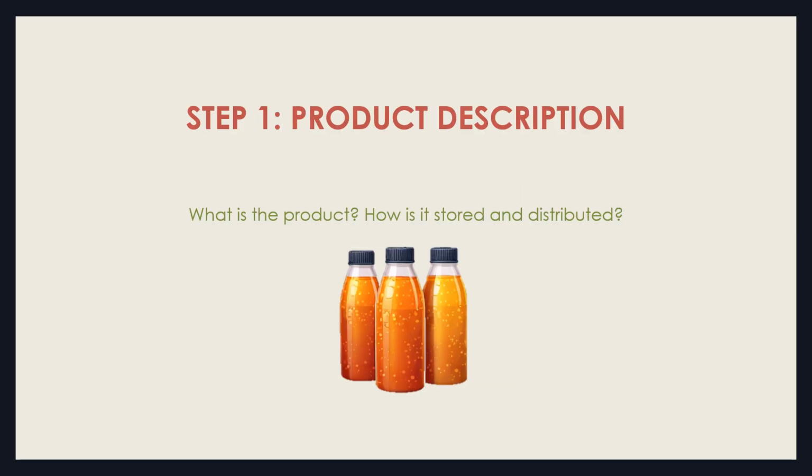The product description documents key characteristics of the product. This typically includes ingredients, formulation, packaging type, storage conditions, shelf life, and distribution method. For our juice example, refrigeration is critical because temperature abuse could allow microbial growth. The product description provides the foundation for identifying hazards that are realistic for that specific product.